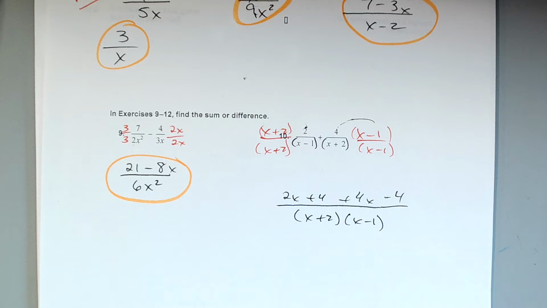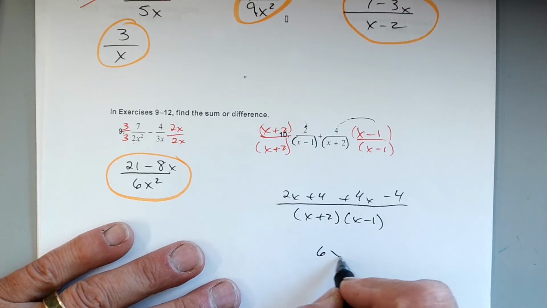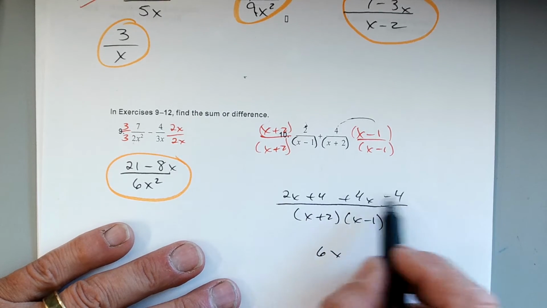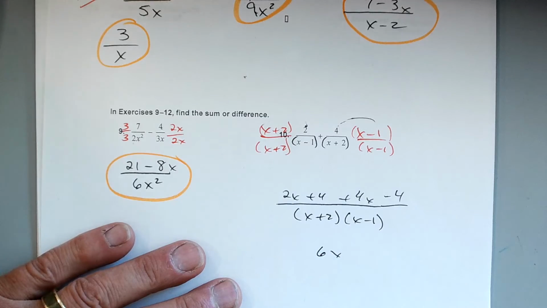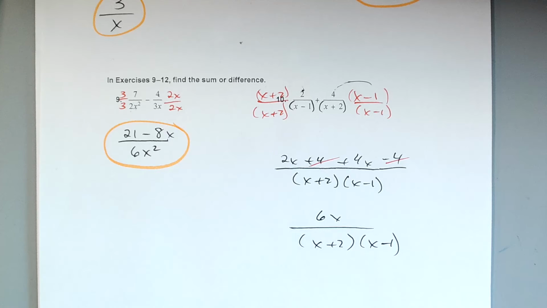And then I'm going to simplify the numerator, so I'll have a 6x, oh, just 6x, because the 4's cancel, right? 4's cancel, over my common denominator is my x plus 2 times my x minus 1, okay? And that's going to be my answer.